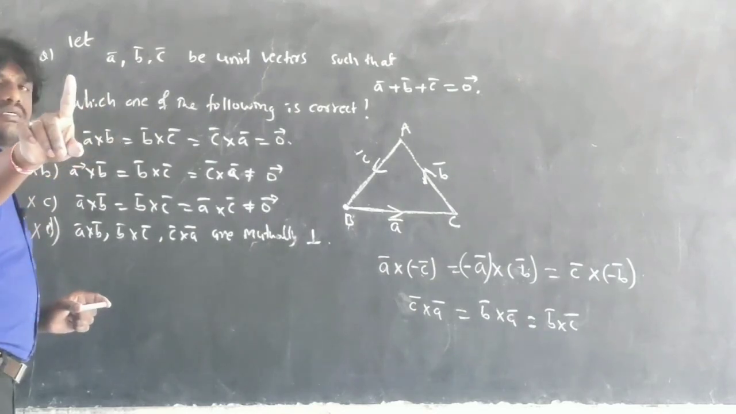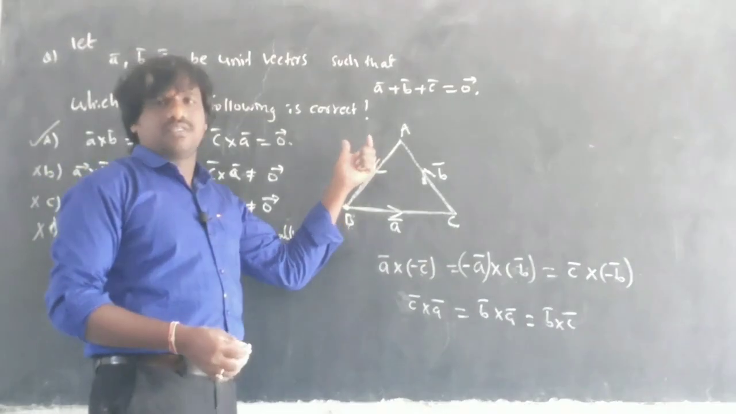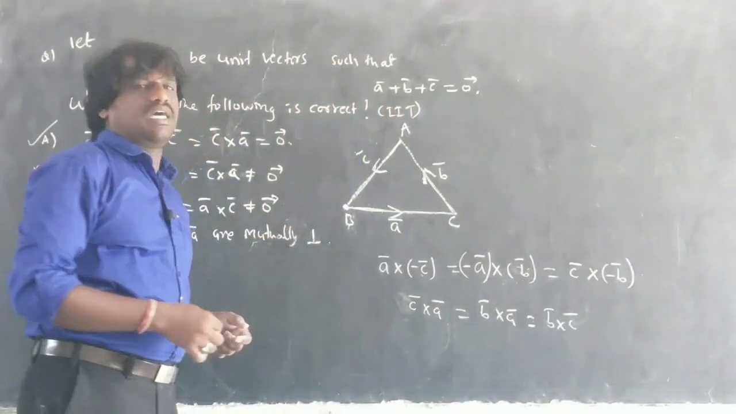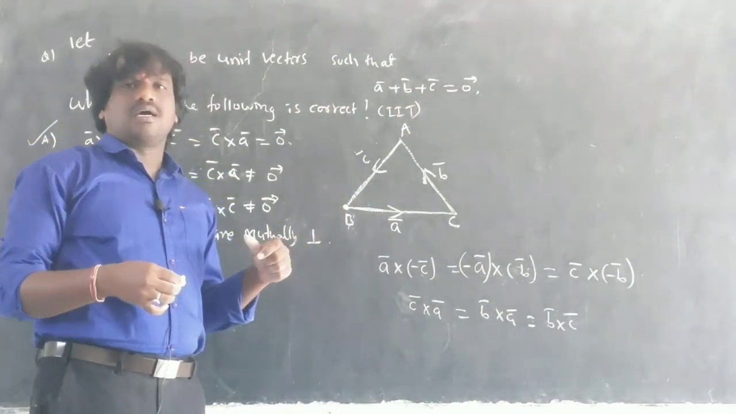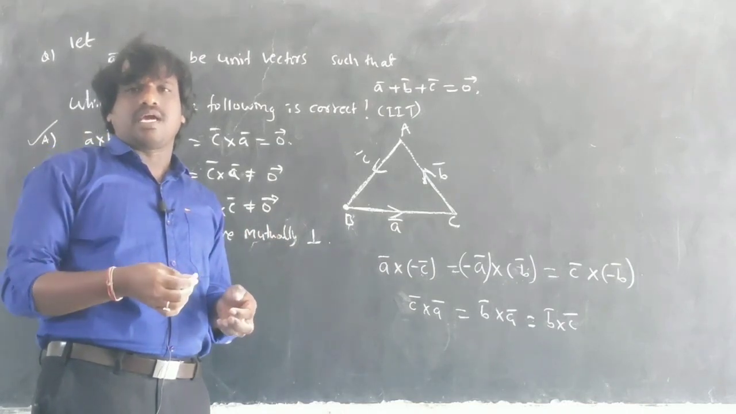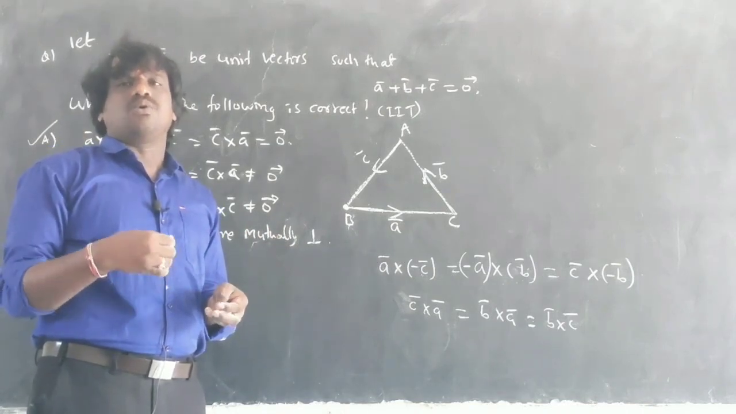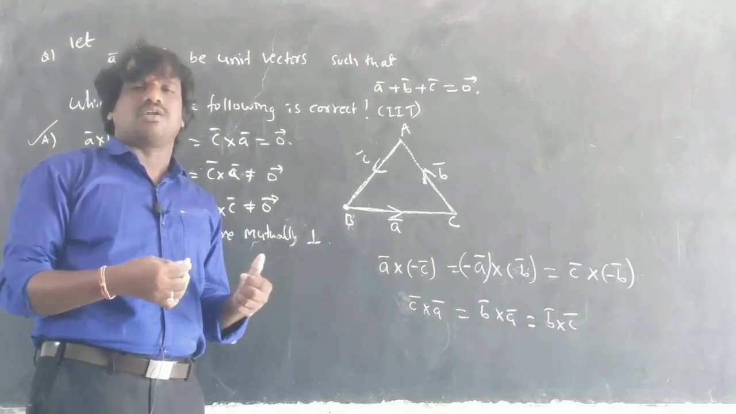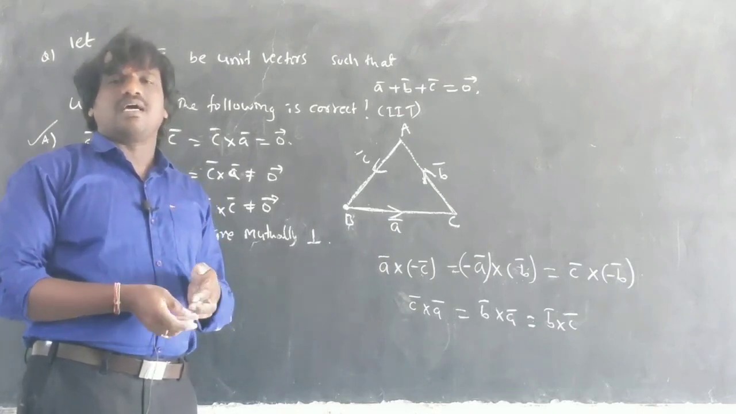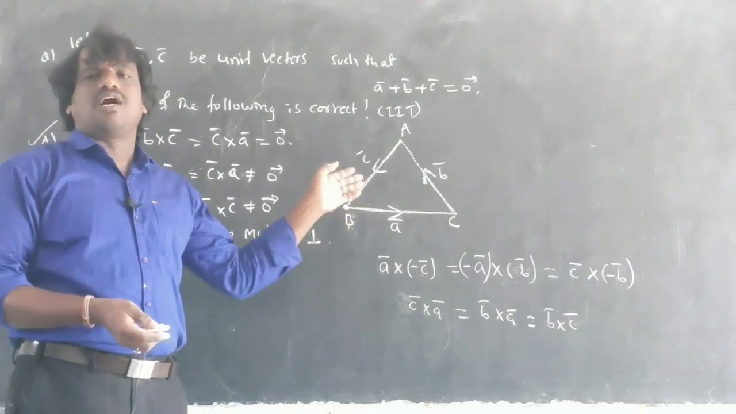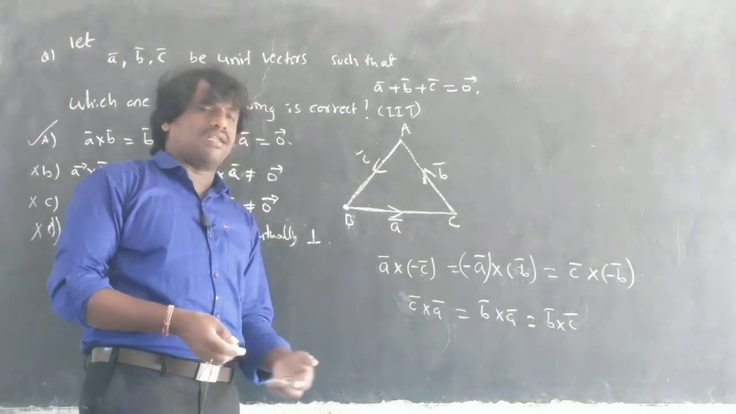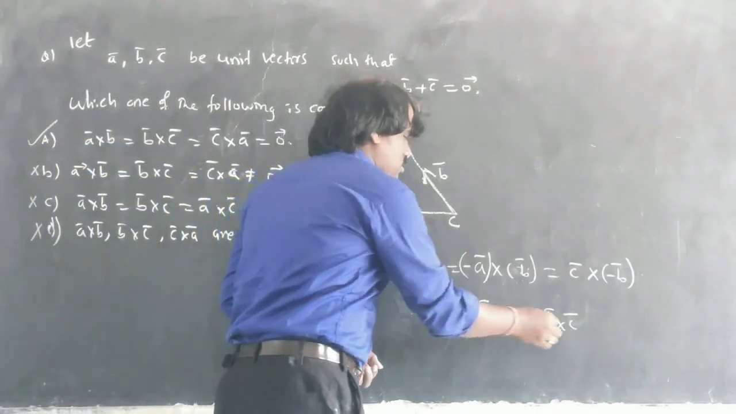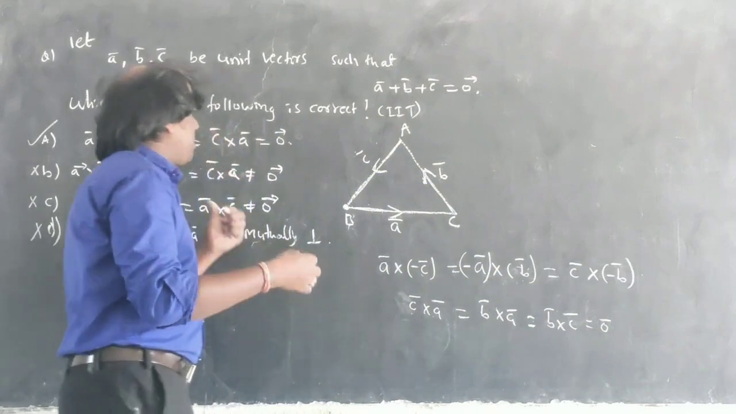Is it an IIT question? This question was asked in a previous year IIT. You know that A cross B is equal to 0 when they are parallel. So all these three are parallel, so that the cross will be 0. So A cross B, B cross C, C cross A is equal to 0. So I have explained it to you completely.